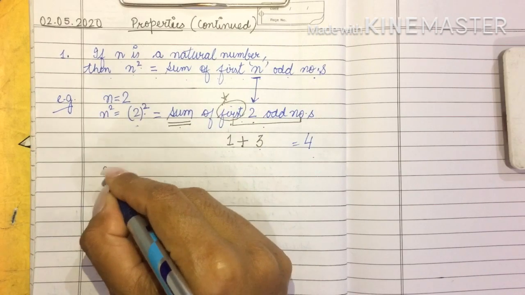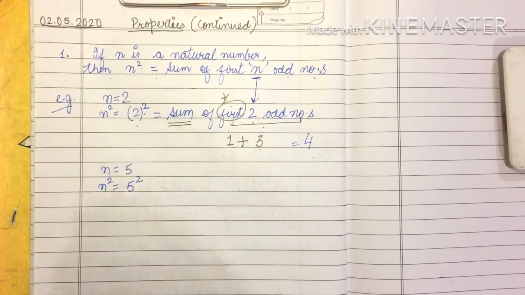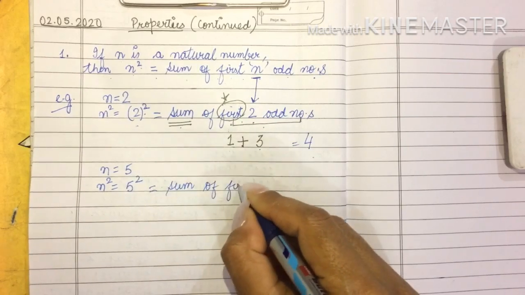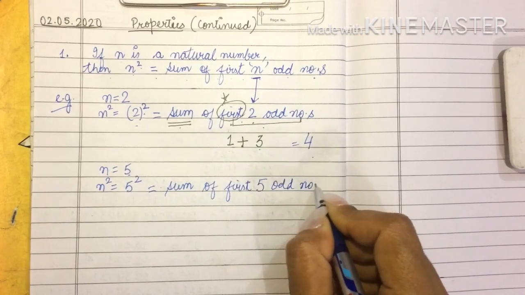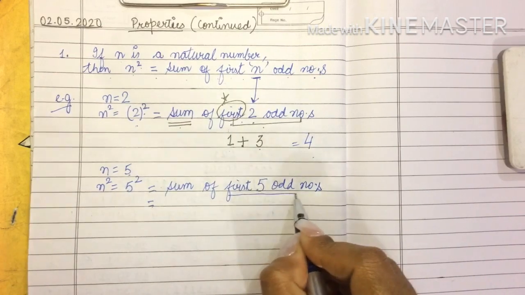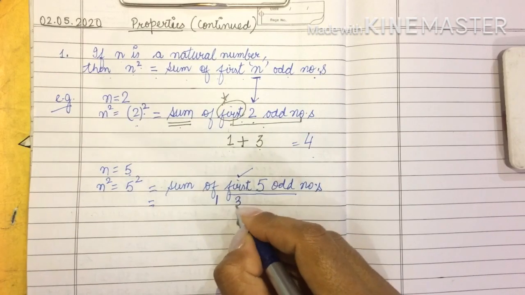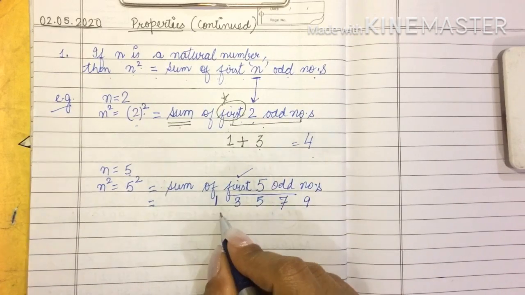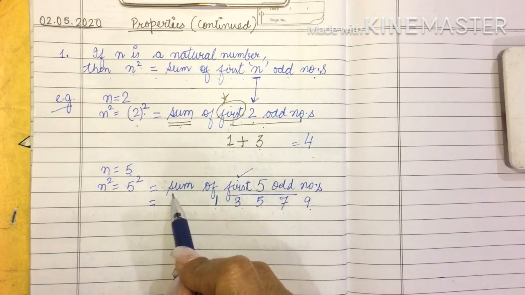Let's take one more example. If n is 5, then n square means 5 square, and according to this property, this should be equal to the sum of the first 5 odd numbers. So the first 5 odd numbers always start from the first odd number. So the first odd number is 1, the next is 3, then the next is 5, 7, 9. I need to write down 5 numbers, 1, 2, 3, 4, 5, and all of these are to be added.